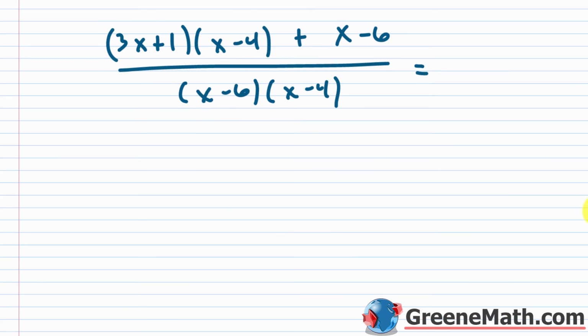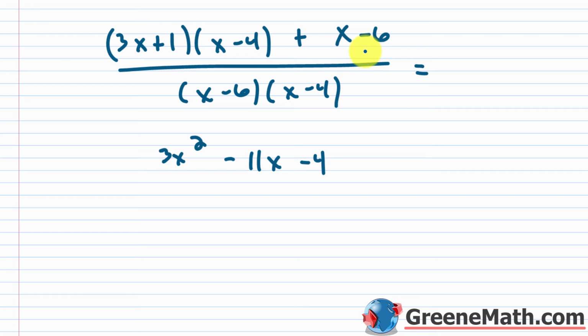Okay, let's come down here. 3x times x is 3x squared. Then we would get 3x times negative 4. That would be minus 12x. And then 1 times x is plus x. You can simplify that now. That would be minus 11x. Let's go ahead and do that. So minus 11x. And then 1 times negative 4 is minus 4.